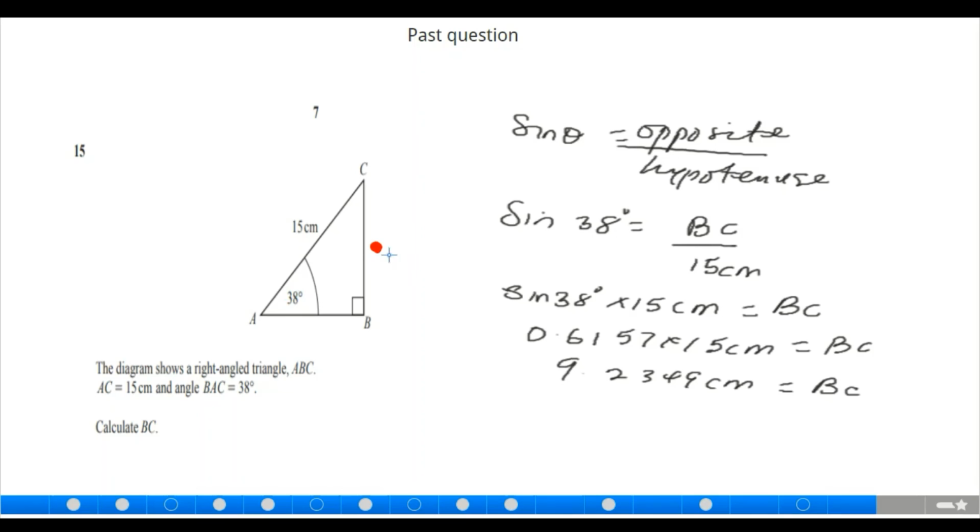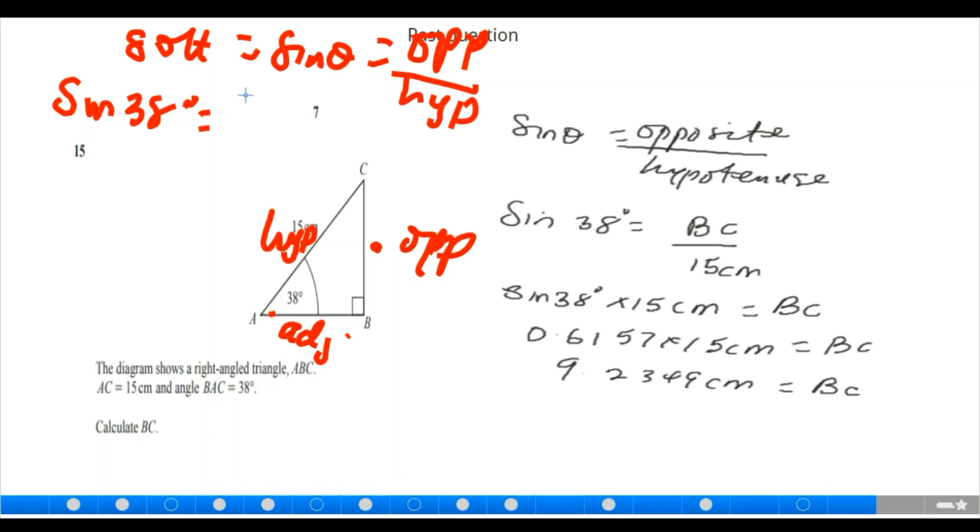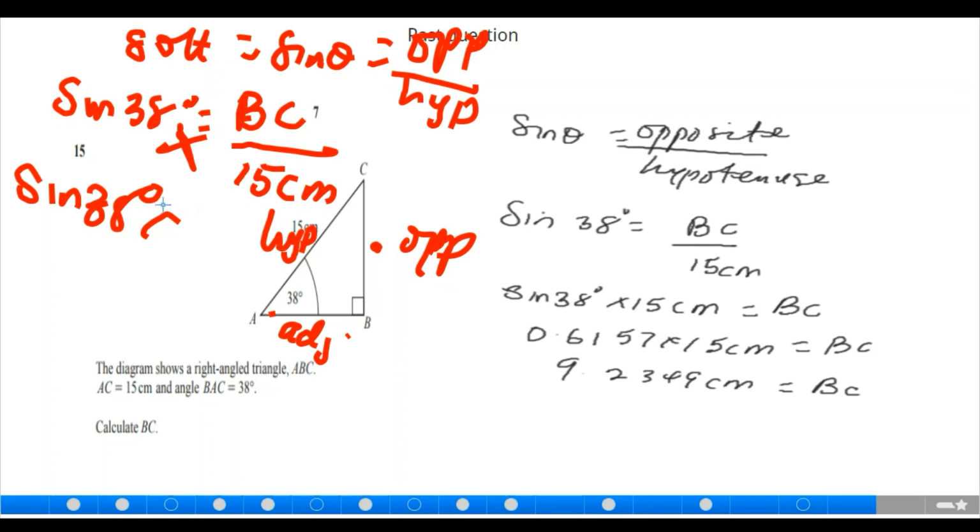If you are calculating BC, the angle is facing this way, so this is the opposite. We have 15 to be the hypotenuse and we have AB to be the adjacent. Since we are looking for the opposite and we have the hypotenuse, the best thing for us to use is SOH, which is sine theta equals opposite over hypotenuse. Our theta is 38 degrees, and the opposite we don't know, so let's make the opposite BC, since that is what we are calculating, and our hypotenuse is 15 centimeters. Cross multiplying, sine 38 degrees multiplied by 15 centimeters equals BC.